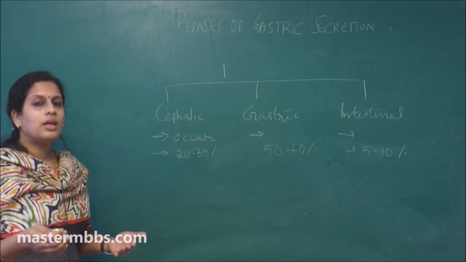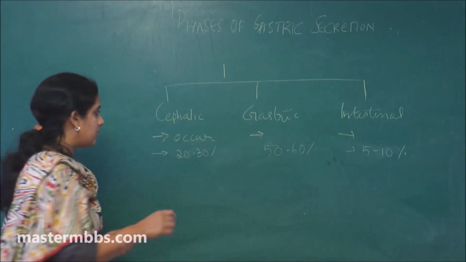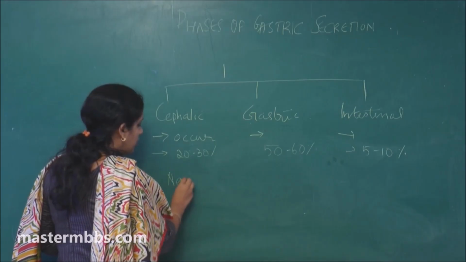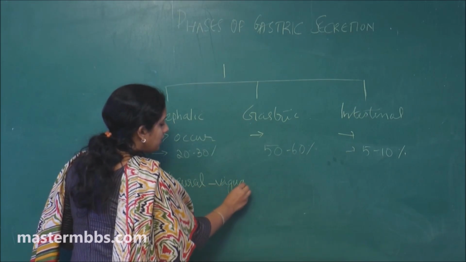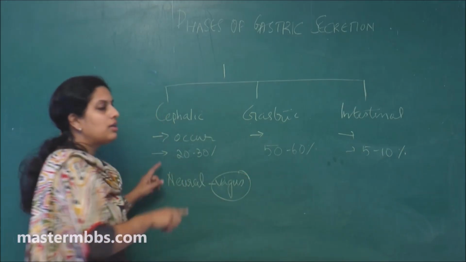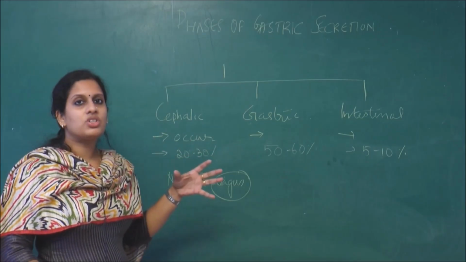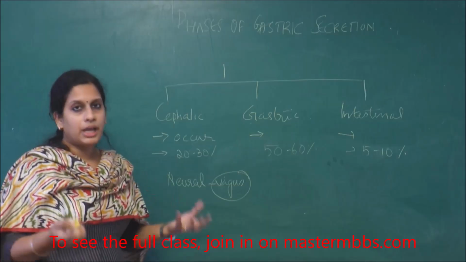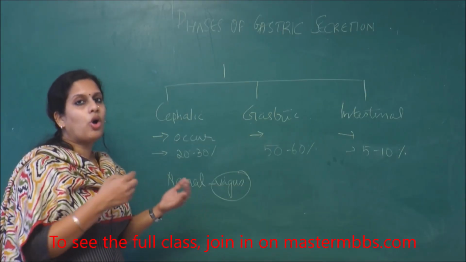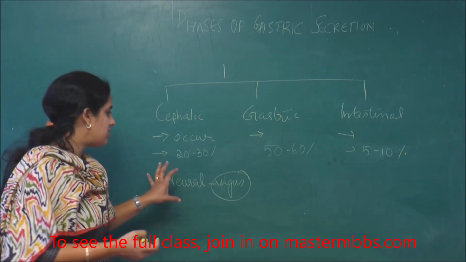So, what is the main regulation or the mechanism by which each phase is regulated? The cephalic phase is mainly regulated by a neural mechanism that is mediated by the vagus. This is initiated by the sight, smell, thought or taste of the food. The impulses originating from the cerebral cortex, amygdala or hypothalamus pass on to the dorsal vagal nuclei in the medulla. Through the vagal efferents it reaches the stomach.